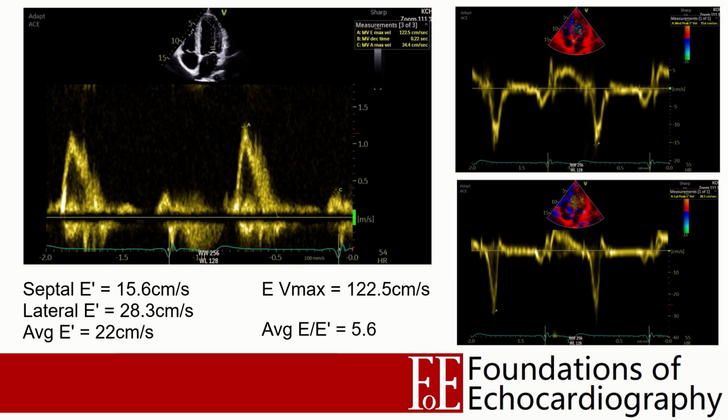When we've obtained tissue Doppler graphs at both annuli, we measure the maximum myocardial velocity during early diastole, which we term E', and then average these two values to find our average E'. We then divide the blood velocity by the myocardial velocity, E over E'.